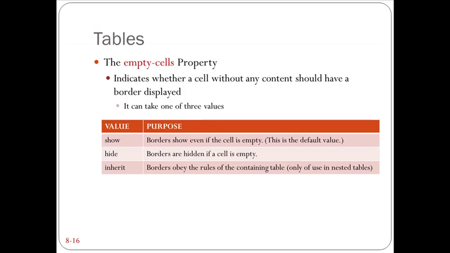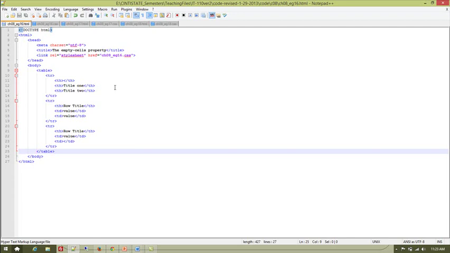The other property that can be used when you have the default border collapse set to separate is empty cells. And this just indicates whether a cell without any content should have a border displayed or not. There are 3 possible values. Show just shows the borders even if the cell is empty, and that's the default value. Hide, the borders are hidden if a cell is empty. And then you also have inherit, where the borders obey the rules of the containing table, provided it is a nested table. See, here we have a table then with 3 rows.